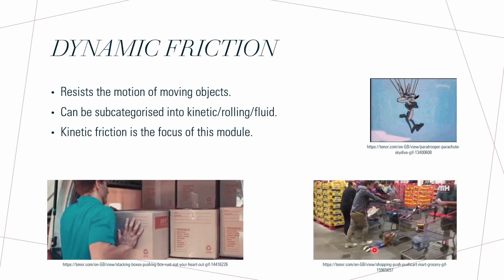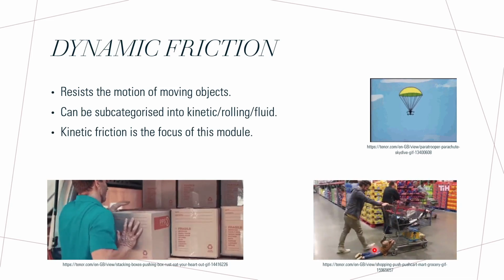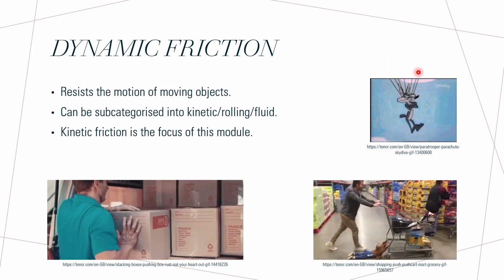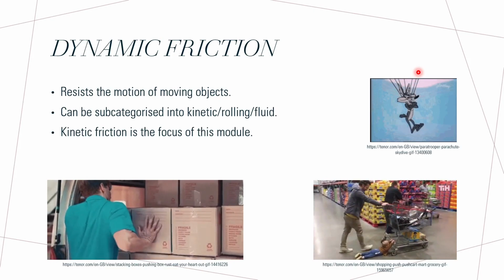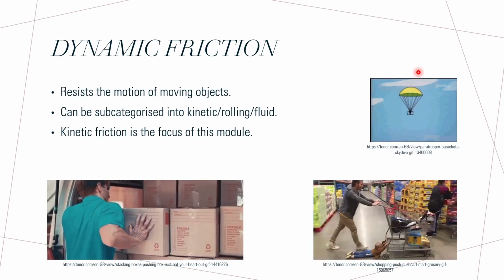We also have fluid friction, which exists again between liquids and gases. Parachuting is a fantastic example of friction that is existing between the air and the parachute itself.